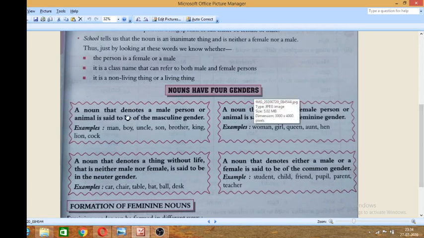A noun that denotes a male person or animal is said to be of the masculine gender. Example: man, boy, uncle, son, brother, king. A noun that denotes a female person or animal is said to be of the feminine gender.